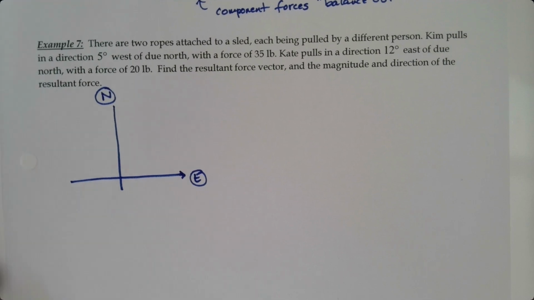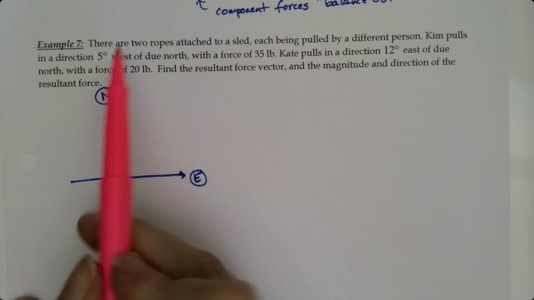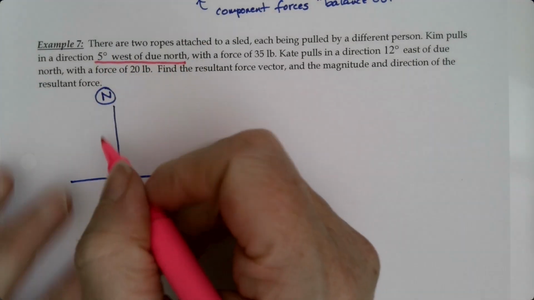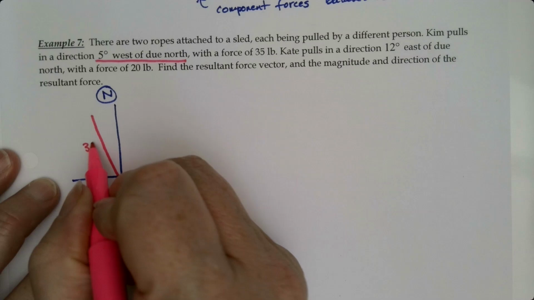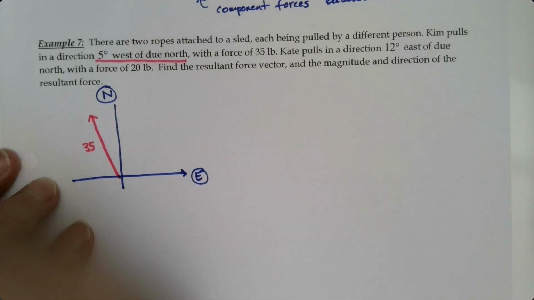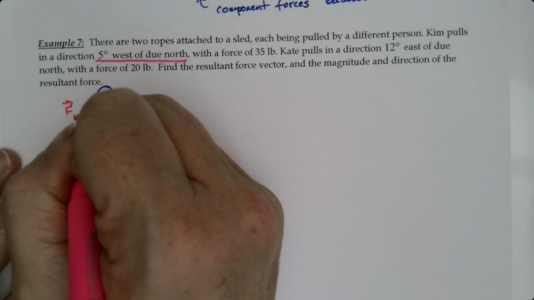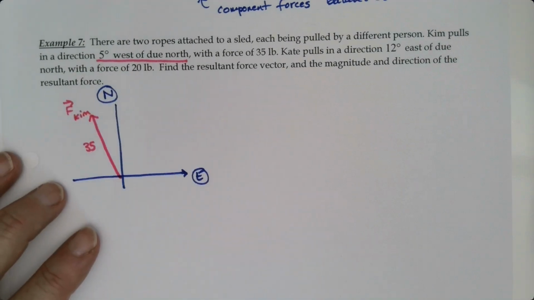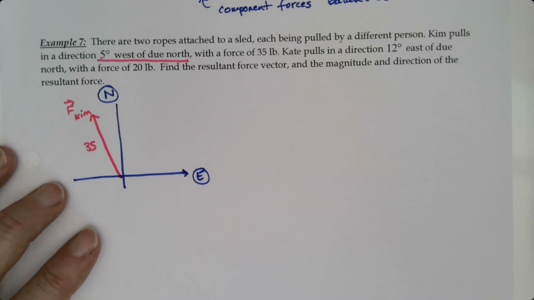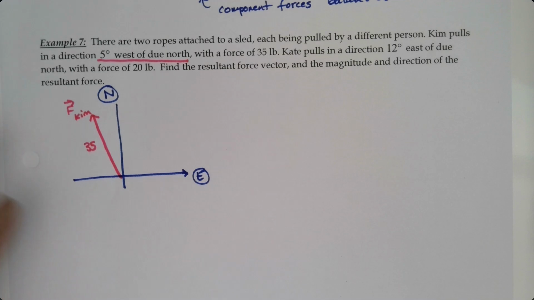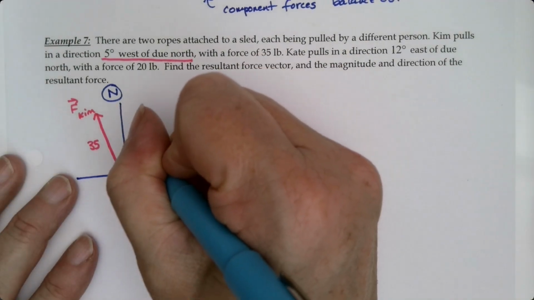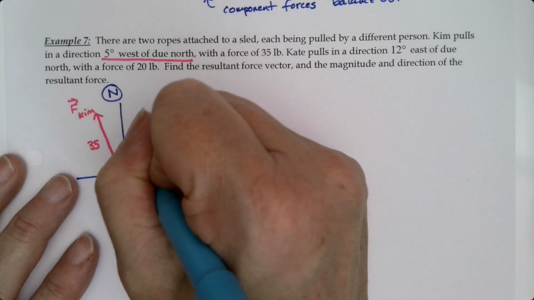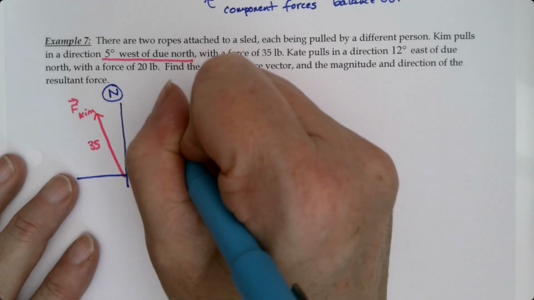All right, now the force vector for Kim. Kim is pulling 5 degrees west of due north. So not very steep, but there. They're pulling that way with a force of 35 pounds. All right, so that's the force vector for Kim. And then we have Kate pulling 12 degrees east of due north with a resultant force of 20 pounds. So 20 pounds, so not as long and a little bit steeper. So this is 20, and this will be the force vector due to Kate.